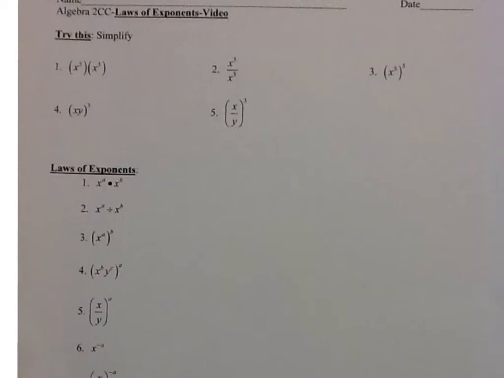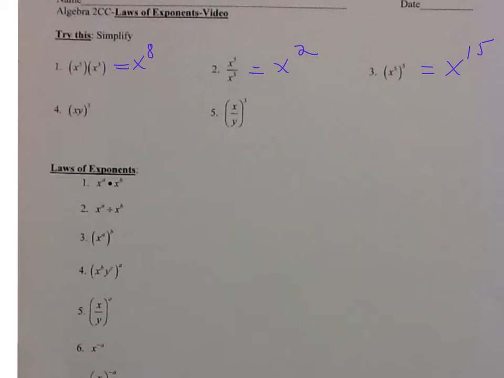It says x to the fifth times x to the third. So that is x to the eighth. x to the fifth divided by x to the third is x to the second. x to the fifth raised to the third power is x to the 15th.